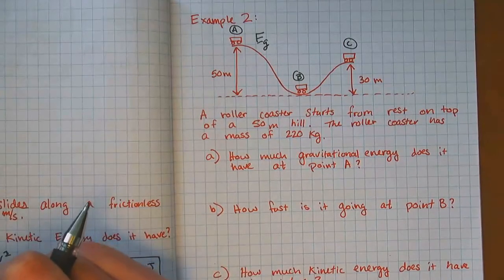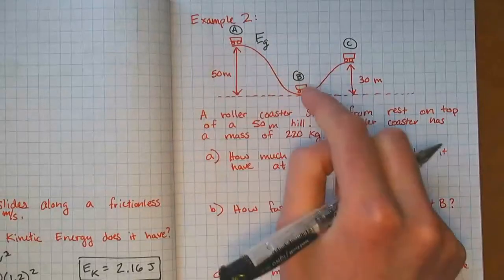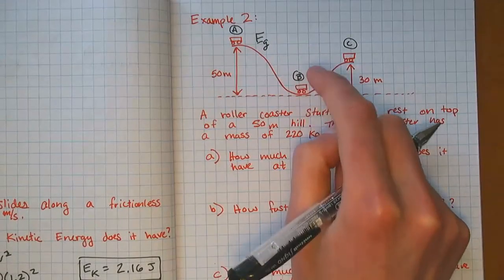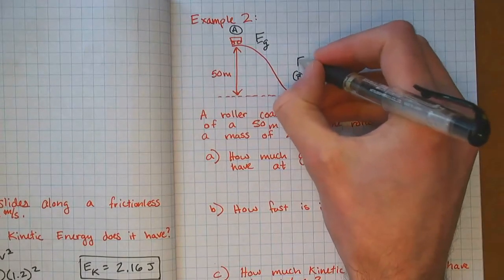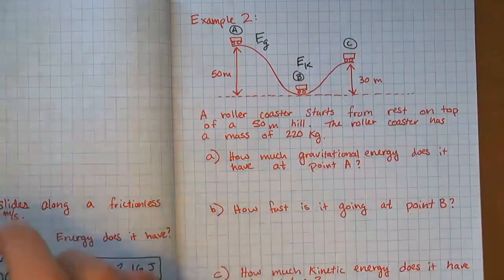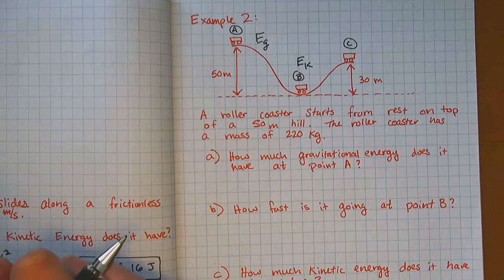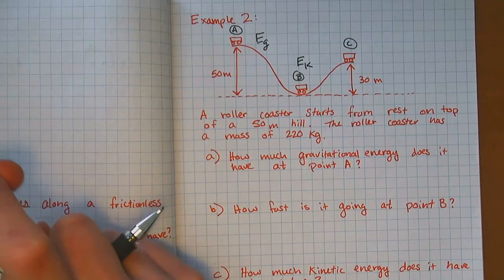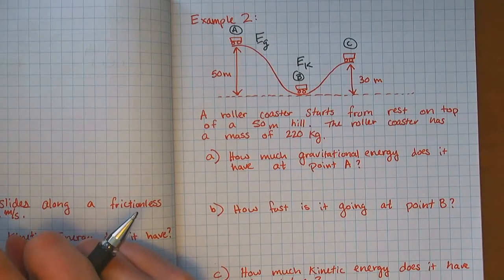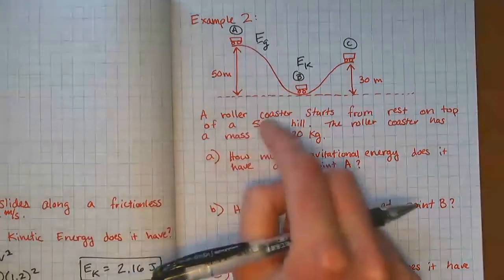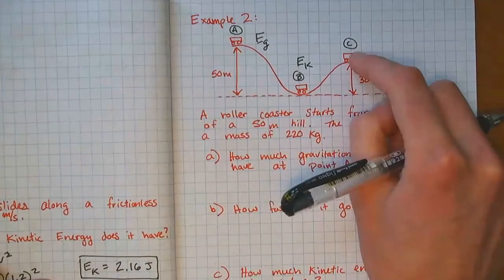There's no spring involved up here. So let's take a look at where it is at B. At B, it's going to have just kinetic energy. It's not up high, so no gravitational energy. It is moving, so it does have kinetic energy. And then there's no spring at part B.